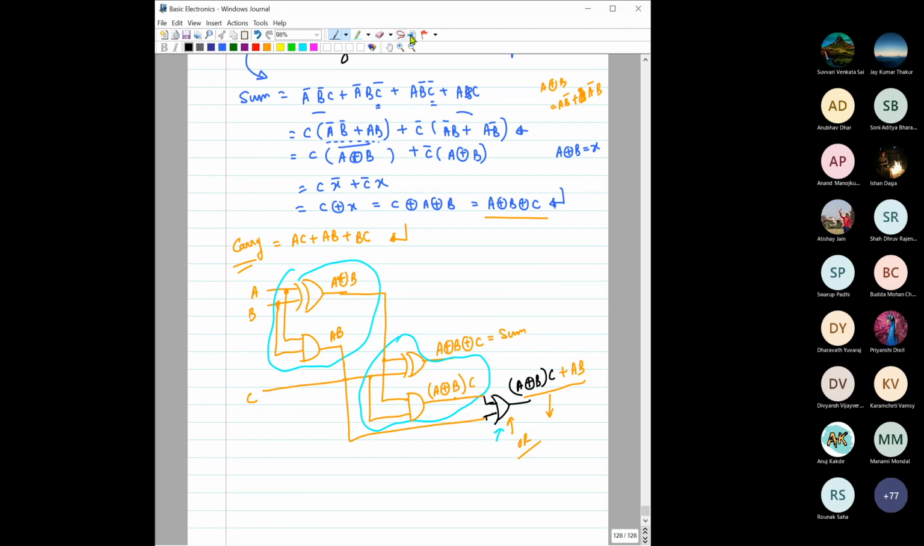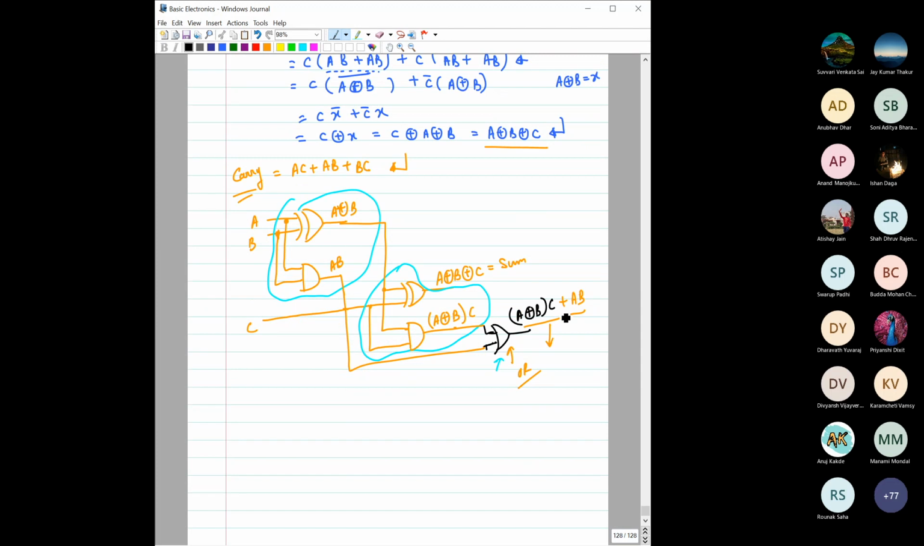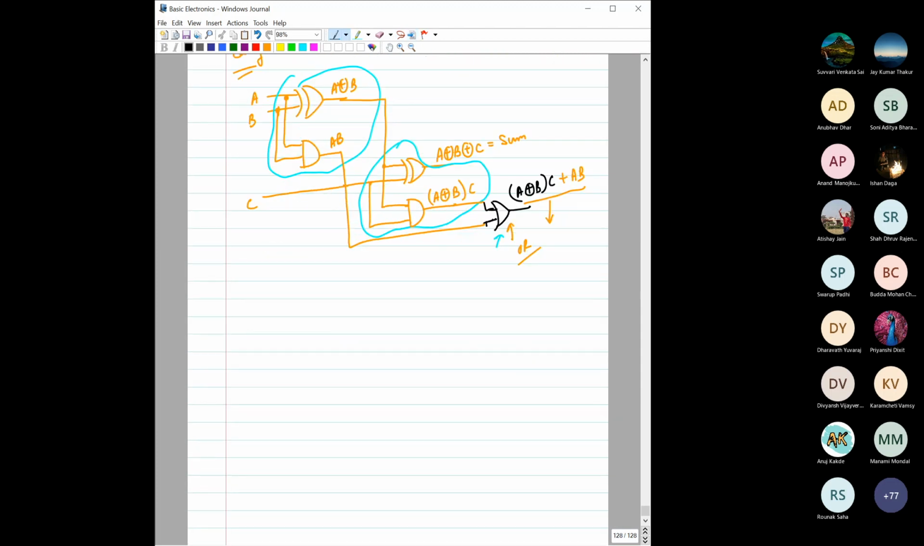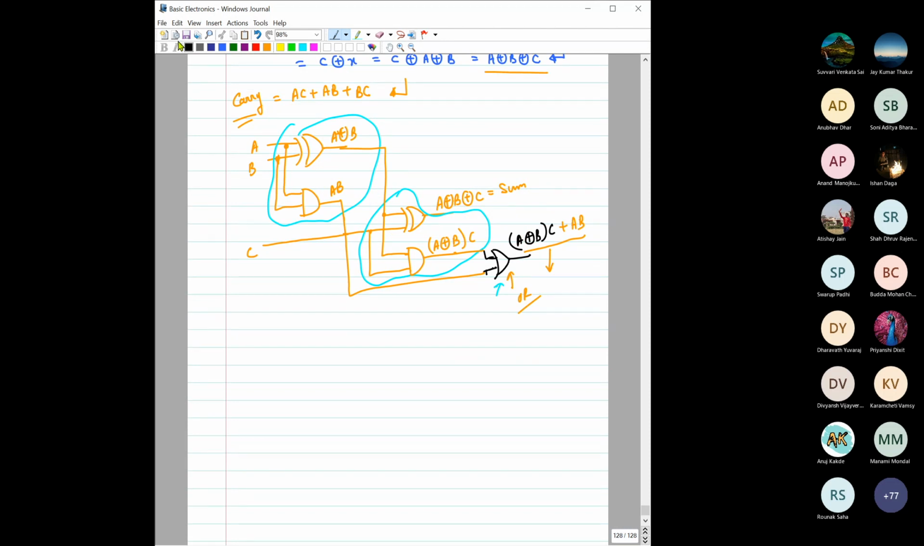Okay, so can you do it, or should I? Like, this term is actually this term. If we can show that, then I think the design is complete. Yes, maybe sir, it can be shown. How? Sir, we first expand A xor B, which is basically A B bar plus A bar B, right?